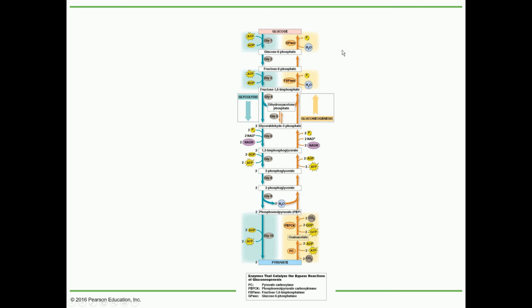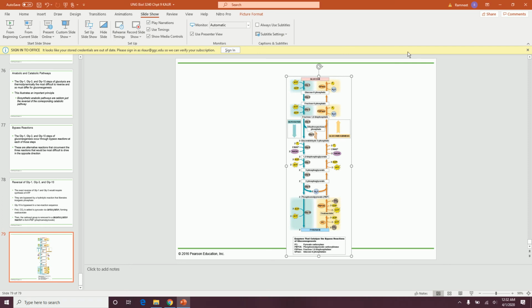So this is basically gluconeogenesis. That's all in this chapter.